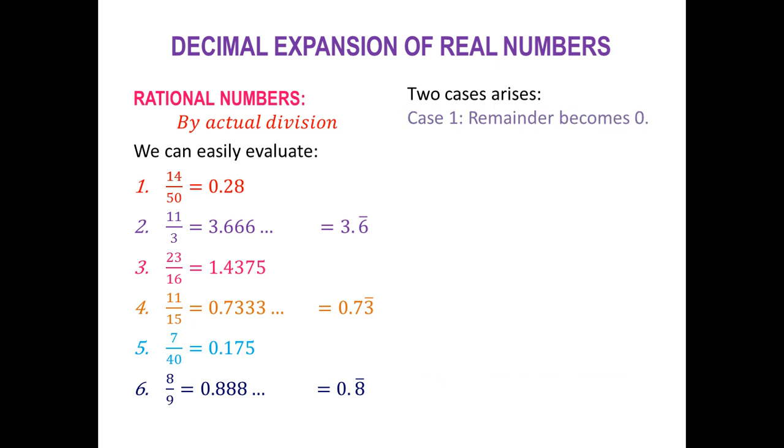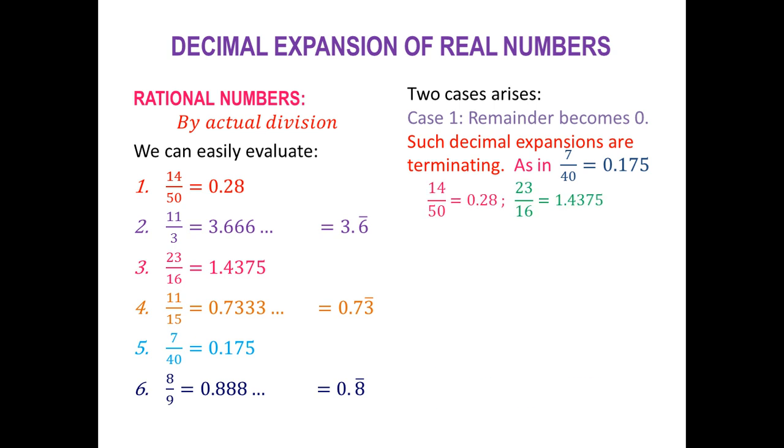First is case 1: remainder becomes 0. Such decimal expansions are terminating, in which remainder becomes 0, as in case of 7 by 40, your fifth example. It turns out to be 0.175. 14 by 50 is also an example of case 1, where the decimal expansions are terminating. 23 by 16 is also an example.